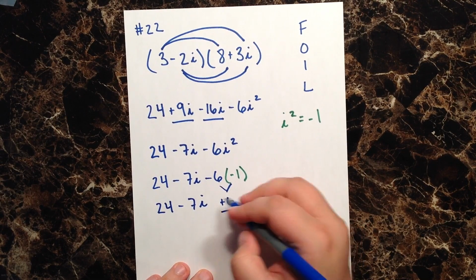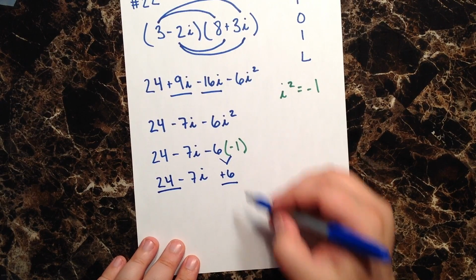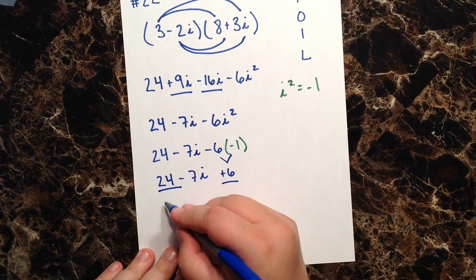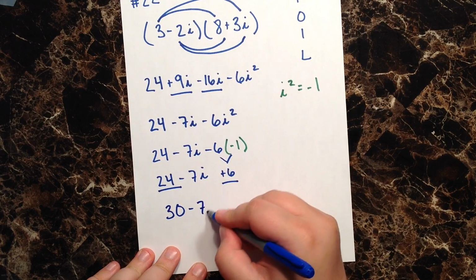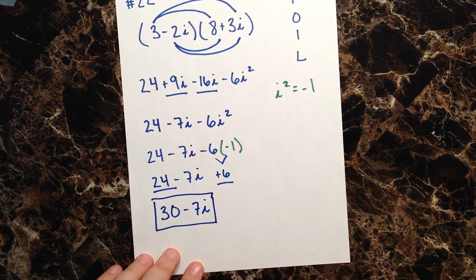And then we have like terms now. And so, all right, I guess I lied. We'll rewrite the expression now one last time. And we'll get 24 plus 6. Well, that gives me 30 minus 7i as my final answer.